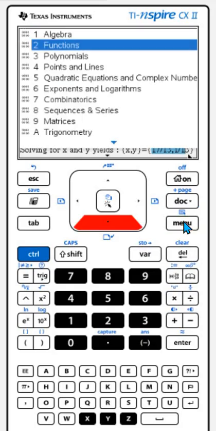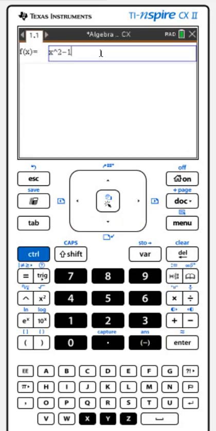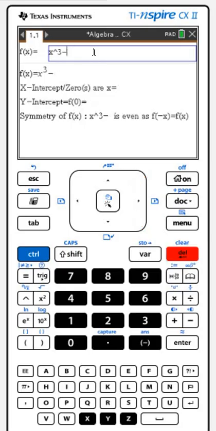Press menu, go to functions, and select All-in-One Function Explorer. Because doesn't your teacher ask you pesky questions like, what are the x-intercepts? What are the y-intercepts of a function? What's the symmetry? Well, you just type in your equation and you're going to immediately get all the answers here. Okay, any equation, any function you enter, you have the information right in front of you.